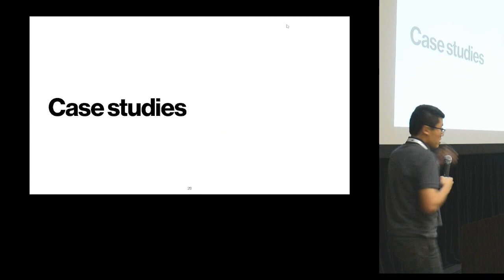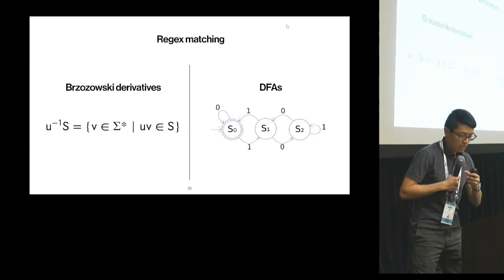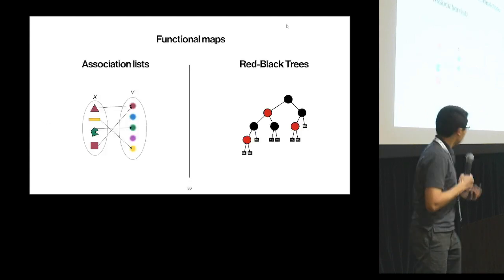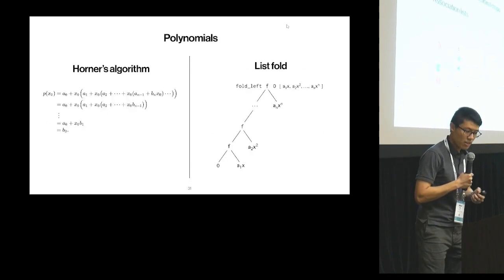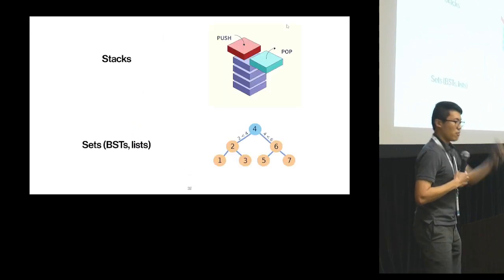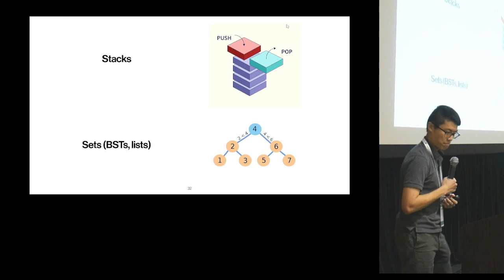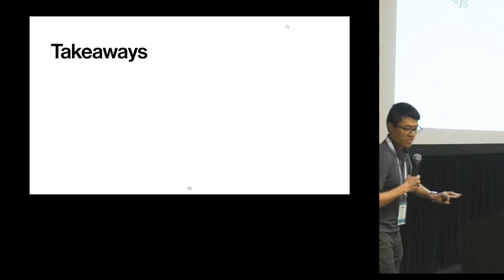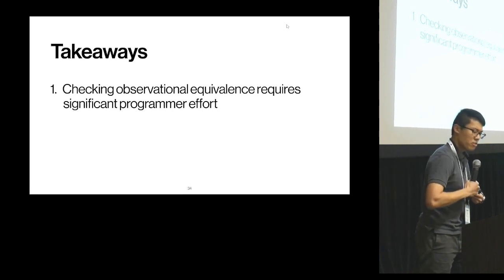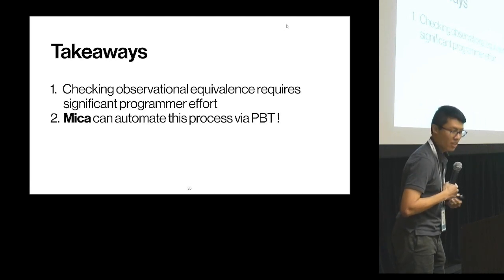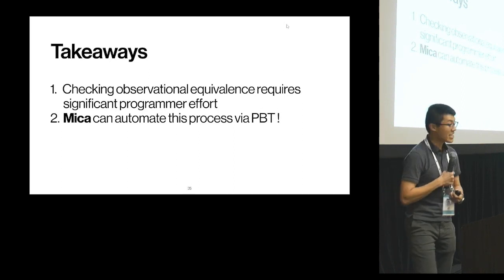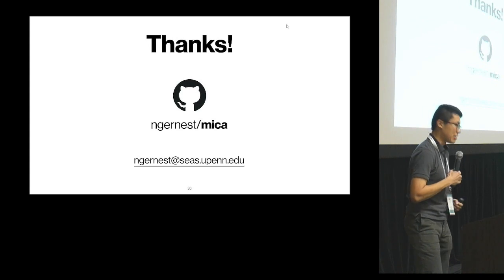Here are some case studies of modules we've tested Mica with. We've tested Mica with 2 implementations of regular expression matching, 2 implementations of purely functional maps, 2 implementations of polynomials, and 2 implementations each for stacks and sets, respectively. If you remember nothing else from this talk, remember this. Checking observational equivalence for 2 ML modules requires significant programmer effort. But thanks to property-based testing, Mica can automate this process. Mica is here for you. Thank you very much. See you at the poster session.